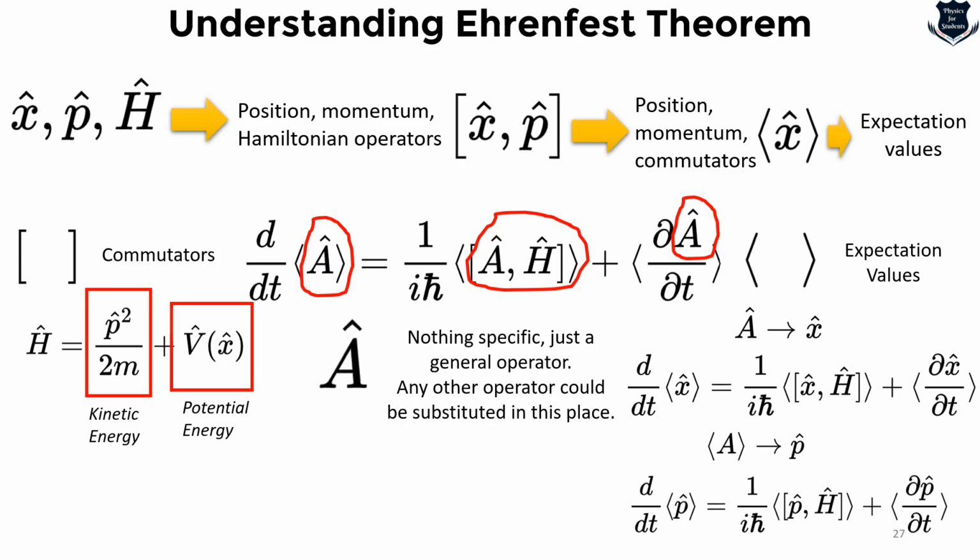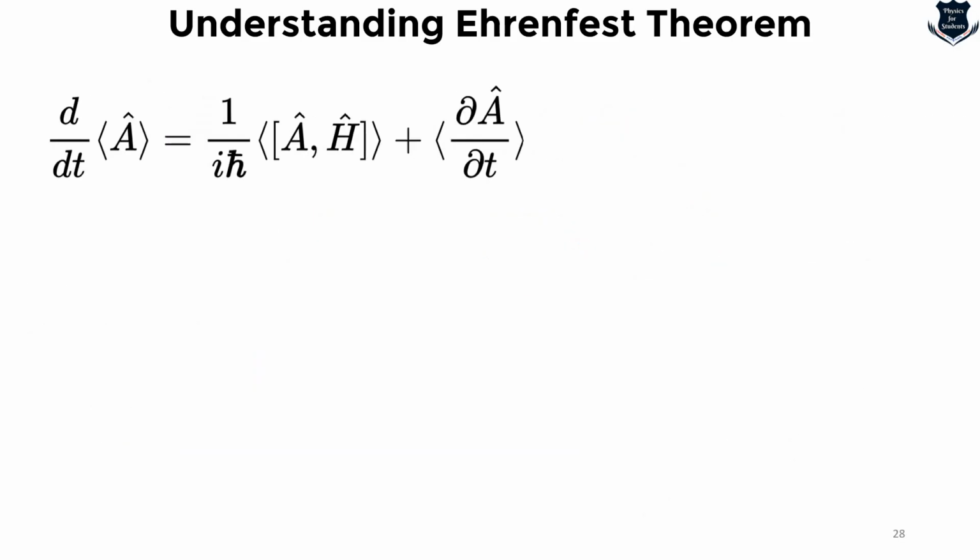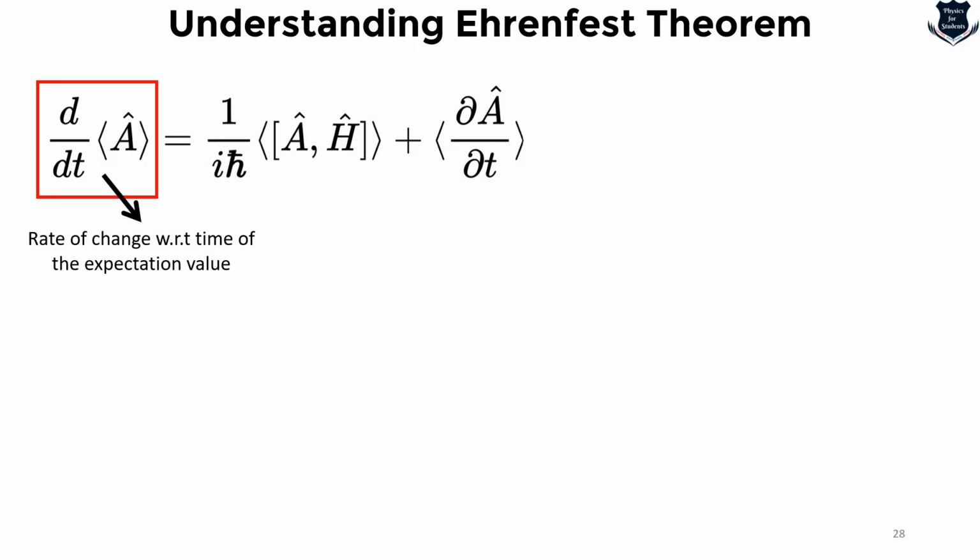By substituting different operators into the Ehrenfest theorem, we get a quantum equation that resembles classical mechanics on average. And this is where classical and quantum physics bridge. Let us look at this in a little more detail. We have understood what the A's are. Now we come to this part, which is d by dt of A. What does it represent? It represents the time derivative of the expectation value of the operator A, and we will soon replace that with the position operator x.